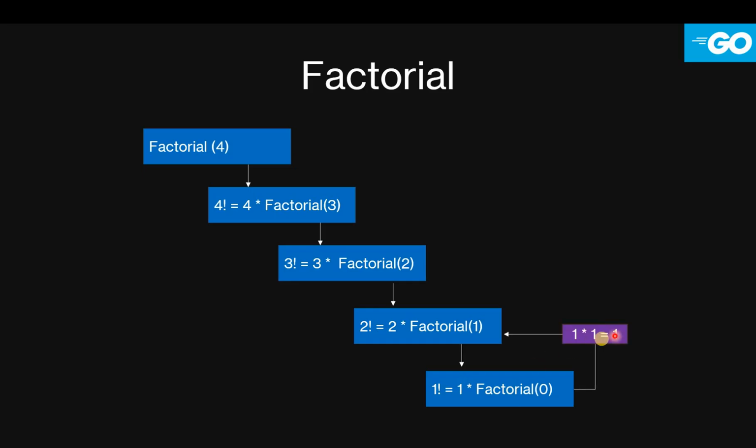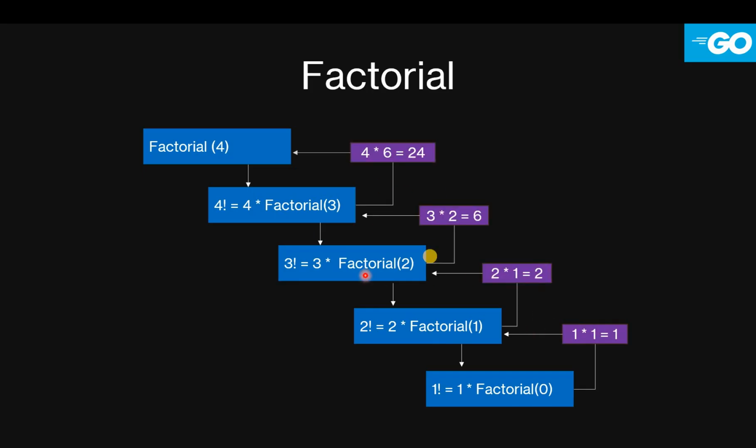So 1 into 1 is equal to 1, and then we got the first output. Then we take the last input, which is 2, and the output of factorial 1, which is 1, giving 2, and then the same goes on. So this is how we calculate the value of factorial 4.